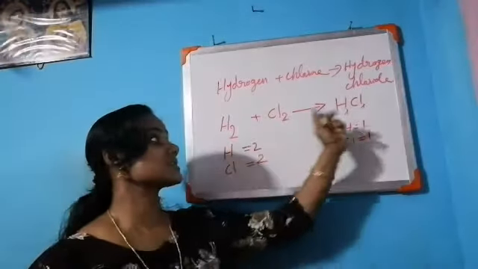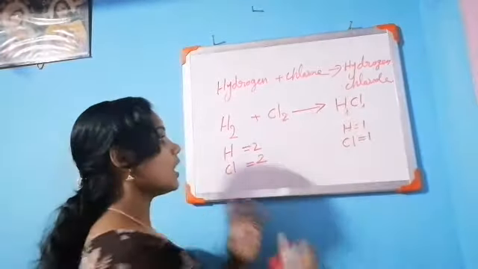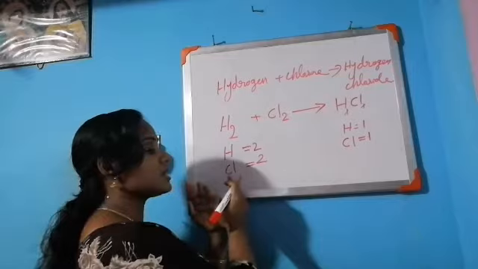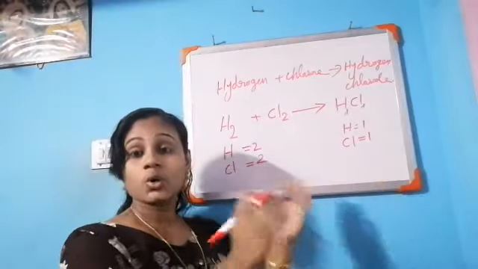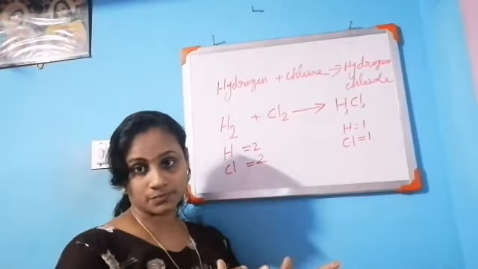I told you this is the skeletal equation. Okay, so how can we balance it? On the left side, that is the reactant side, hydrogen number is 2. On the right side, 1. Which side has fewer atoms?